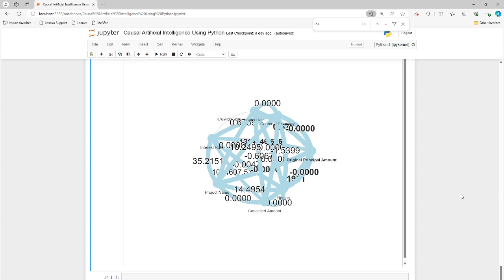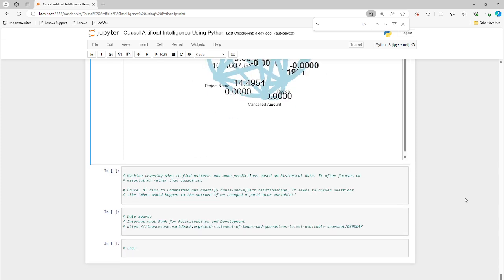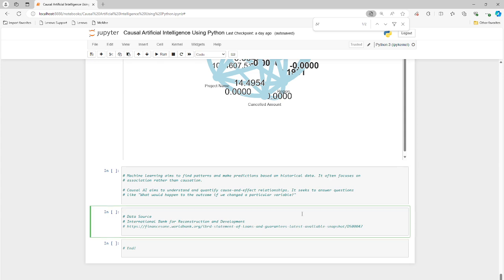And if you have a good data set here, I picked one from the World Bank, you can do all kinds of analysis and understand all kinds of insights into cause and effect that you would never get from traditional data science or machine learning types of models. So I think that's it. The data source is listed here. I'm going to download this source code and share it with everybody.